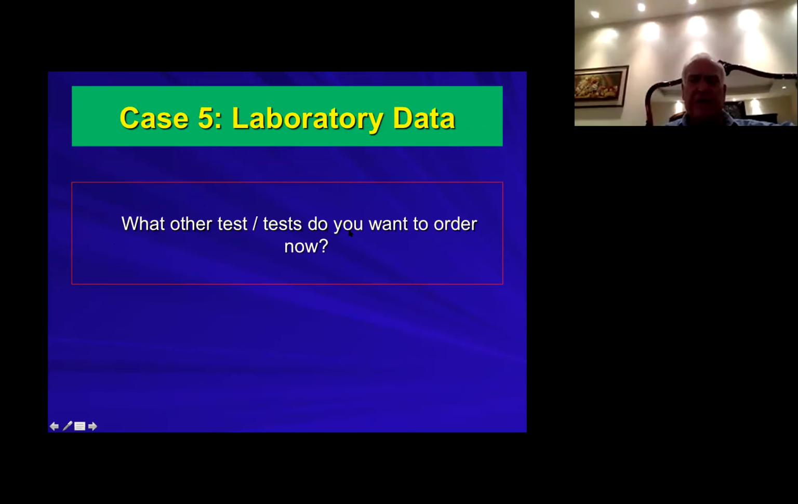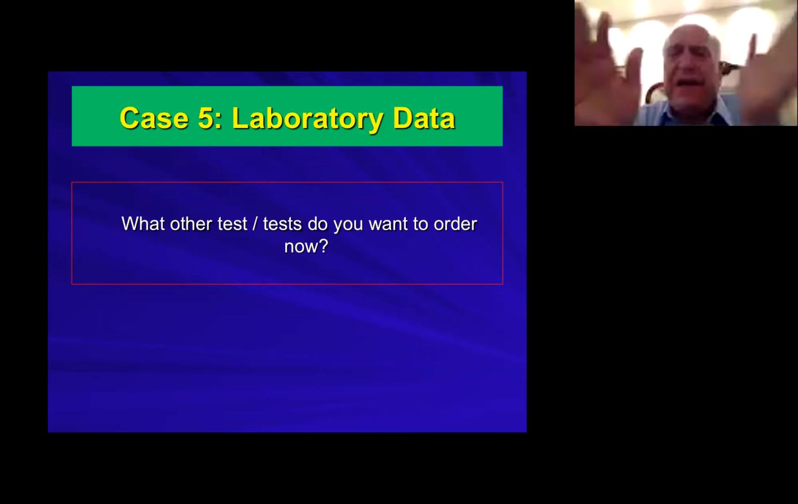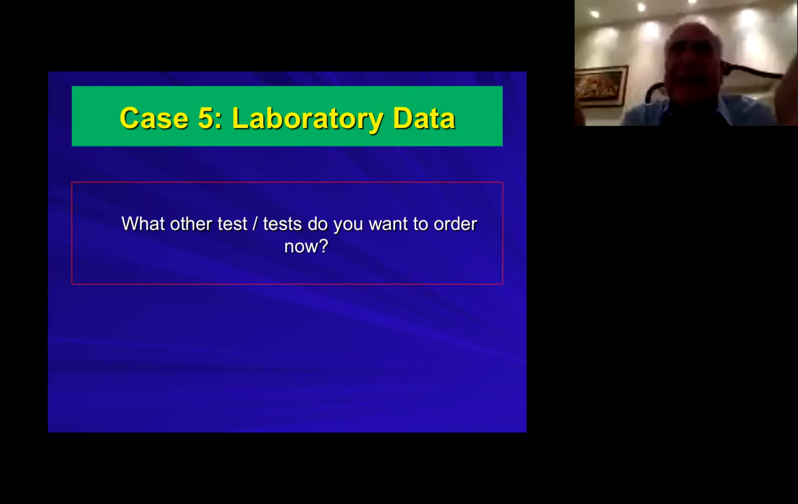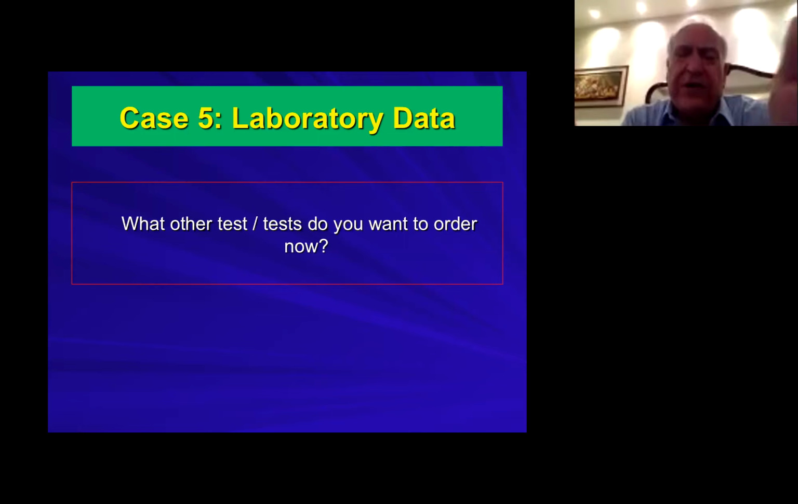What other tests do you want to order now? So this is a multiparous patient, no history of abortion, no history of preeclampsia, who presented as a candidate for transplantation. She was referred for transplant, with her brother to donate a kidney. She was seen by the urologist first, who is a friend of mine.